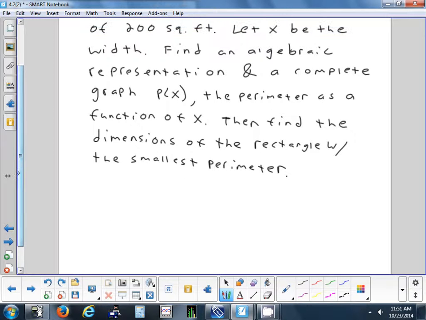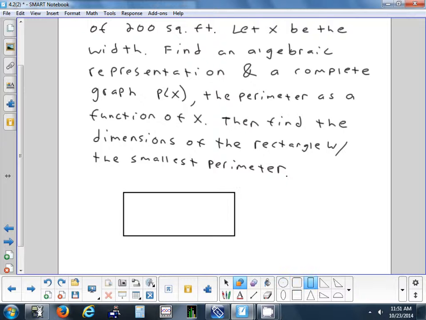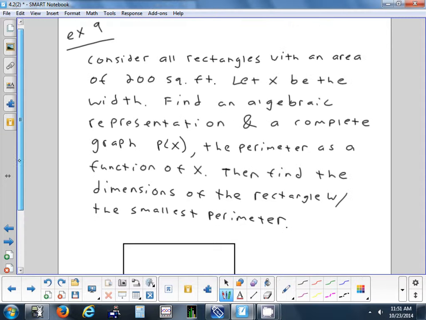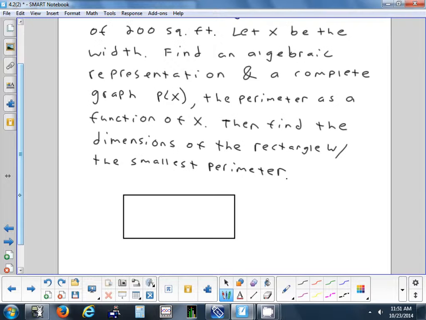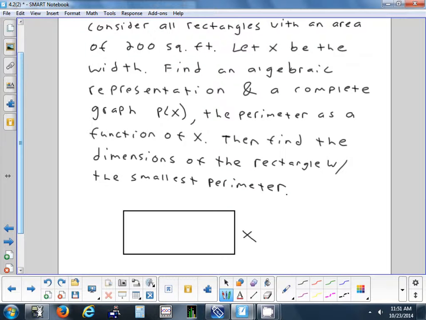Let's start with our rectangle. They tell us the width is x. What would the length have to be? If the area is 200 and the width is x, think about length times width has to equal 200. So what would you have to put in for the length? So when you multiply it by x, you get 200.